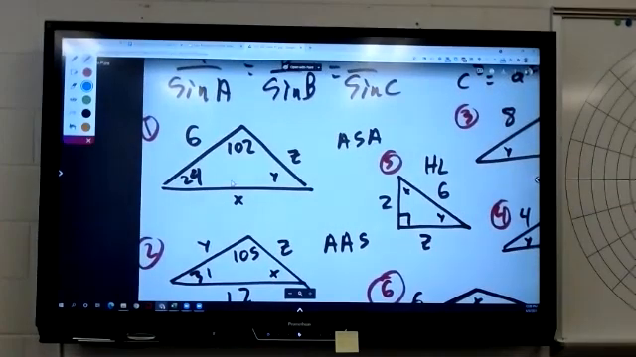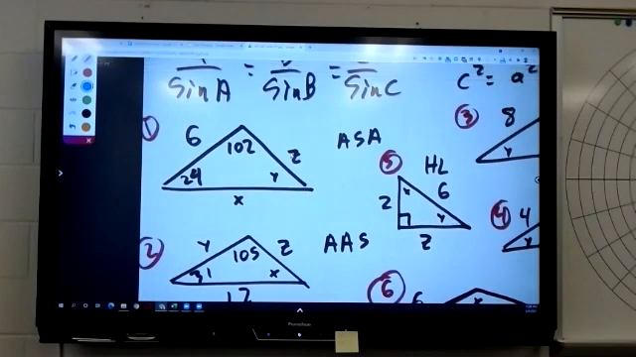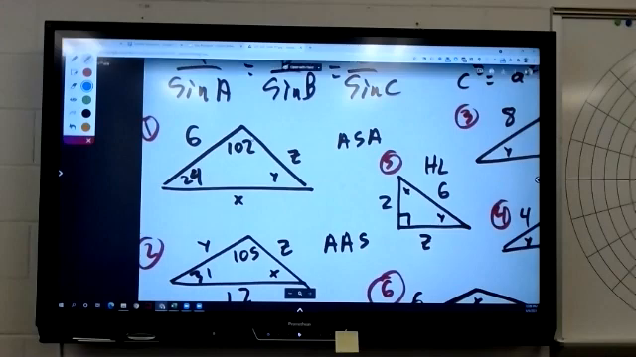How do you attack this problem right here? What's the first thing you do to attack this problem? Can I find this missing angle right here by subtraction? Cool. How do you find anything else? Once I know that this is 74, can I do law of sines? Sine 74 and 6, and then sine 24 and z. Could I do that?